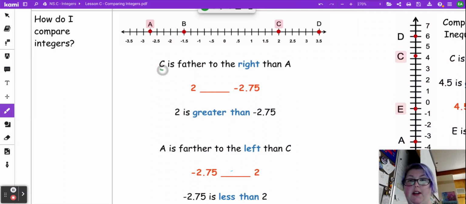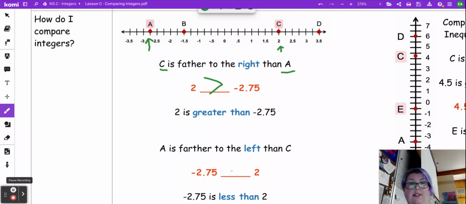So we're going to compare C and A. So C right here at 2 is farther to the right than A, -2.75. So C is greater than A. So 2 is greater than -2.75.